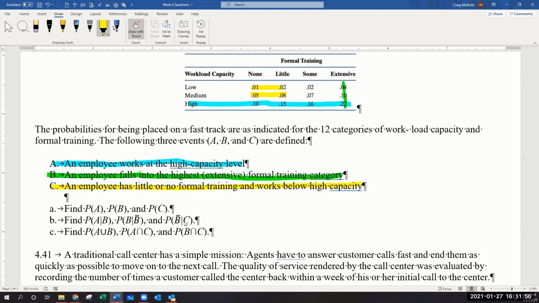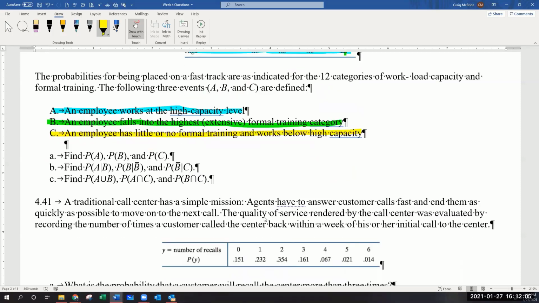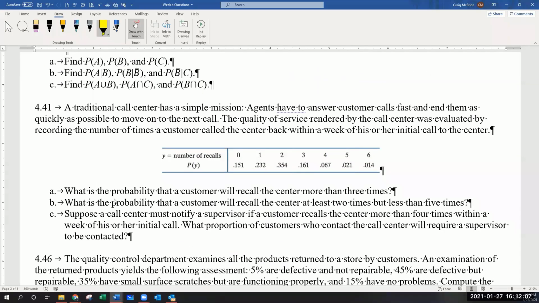Okay. And I'm not sure, you talked a little bit, how about 4.41, if I can jump in and ask another one or wait? Yeah. That was on my list. A lot of people asked about this. So the only hard part about 4.41 is understanding what the English means, because once you get that, it's really simple. What is the probability that a customer will recall the center more than 3 times?